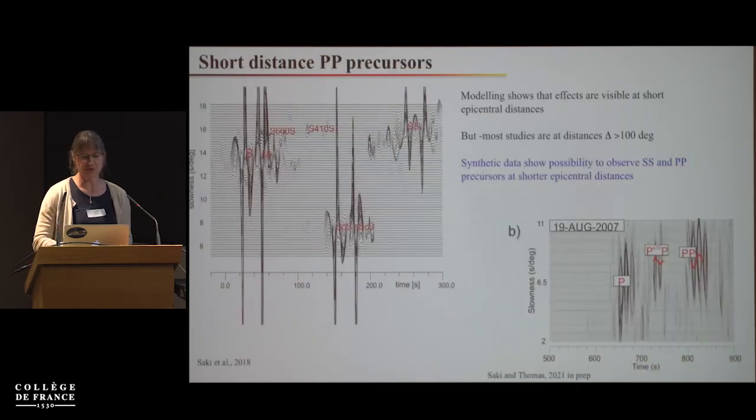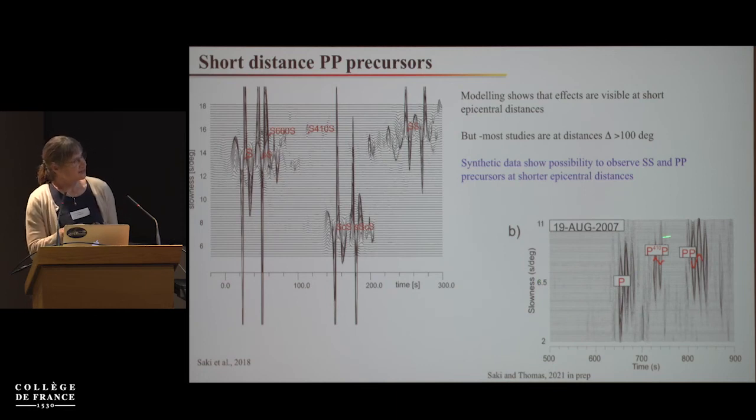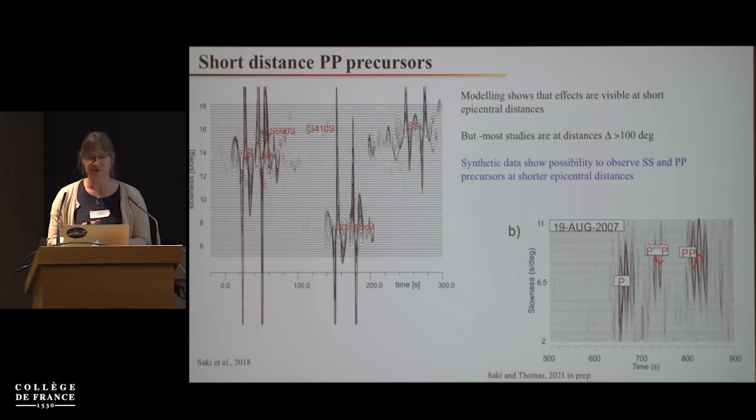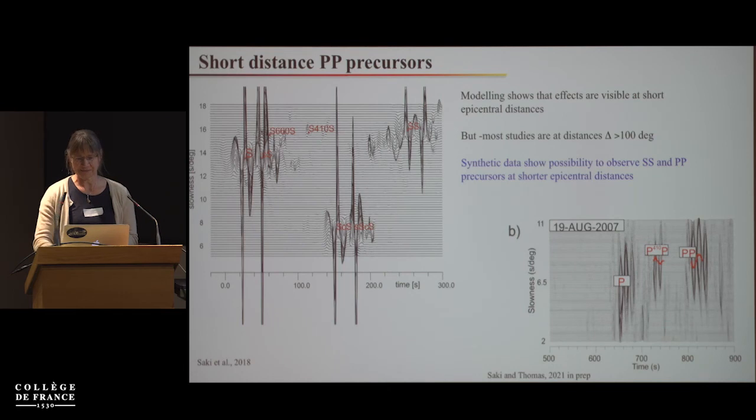So what we would have to do is look at short distance SS and PP precursors, and it seems that we are actually able to see those even at 60 degrees, where we usually don't look at SS and PP precursors. This is an example at 60 degrees distance, and we see PP here, and we see an opposite polarity PP precursor from the 410 discontinuity. So apparently the data are there. We just have to go through all the data and look at that.